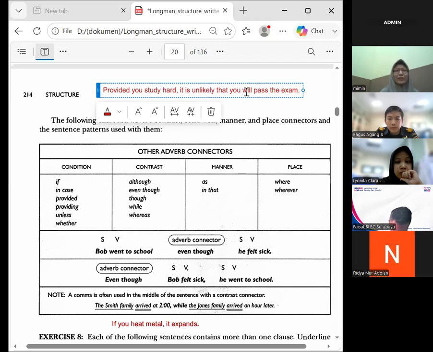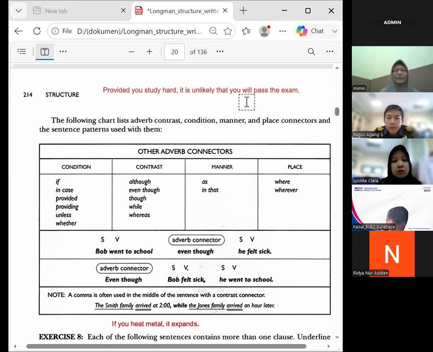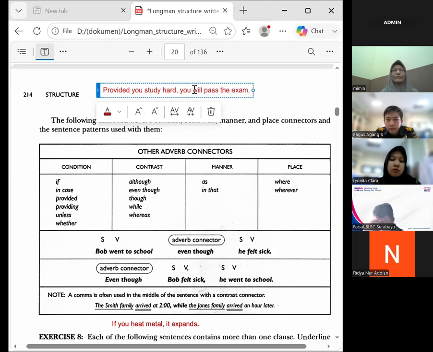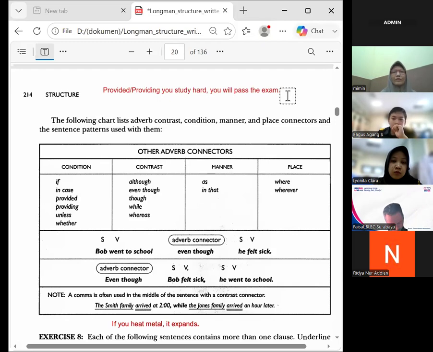Or in other words, provided you study hard, you will pass the exam. Sorry. So, provided you study hard, if you study hard, let me just say, you will pass the exam. Like this. You can say, providing you study hard. Okay, just this one. Further questions, please?